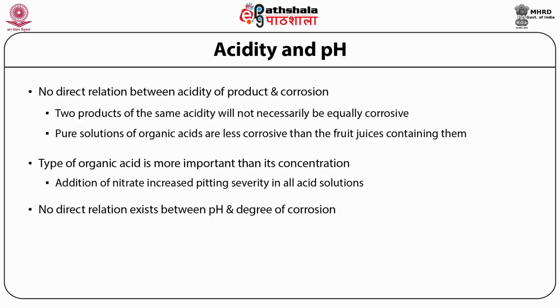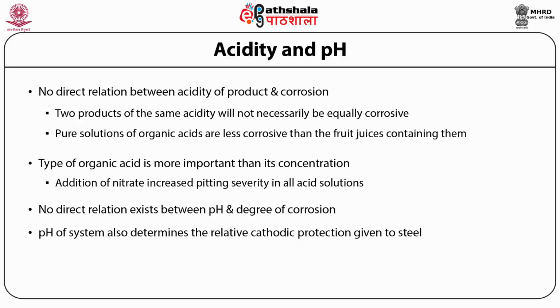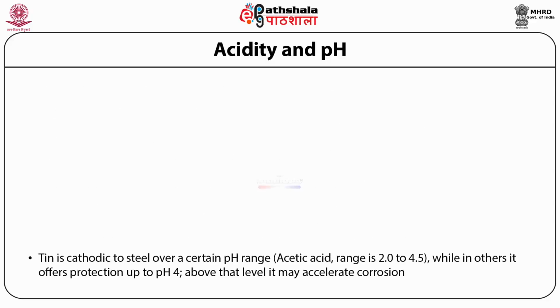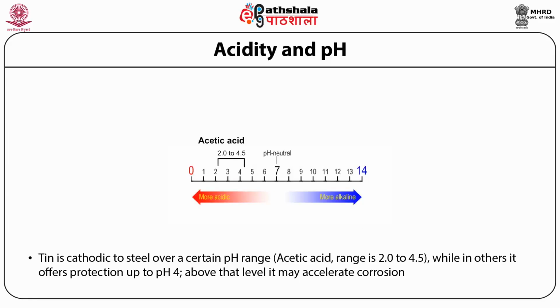and the degree of corrosion of tinplate. This is not surprising when it is considered that the reaction product when a metal is dissolved is not always an ionic species but often a solid oxide or hydroxide. The pH of the system also determines the relative cathodic protection given to the steel. In some cases, tin is cathodic to steel over a certain pH range. For example, in the case of acetic acid, the range is pH 2 to pH 4.5, while in others, it offers protection up to pH 4. Above that level, it may accelerate the corrosion.